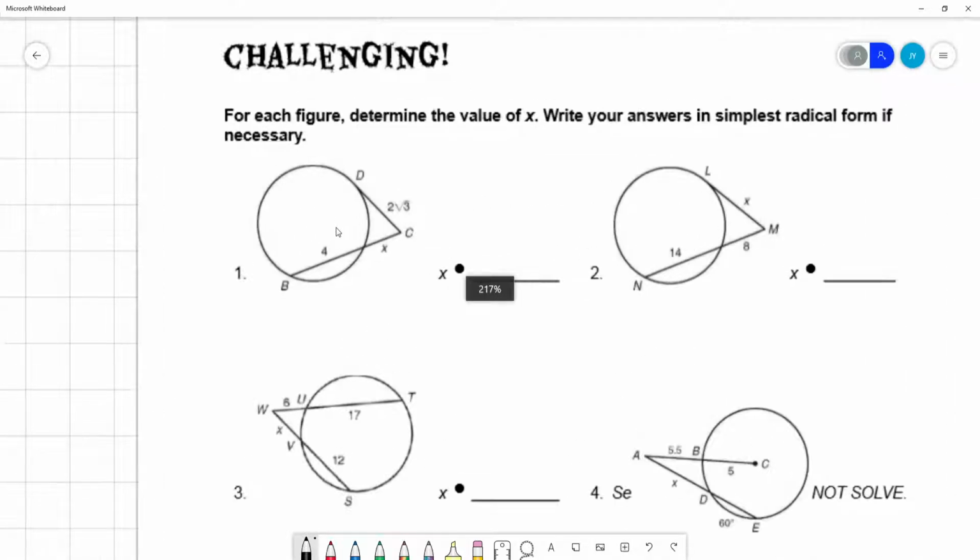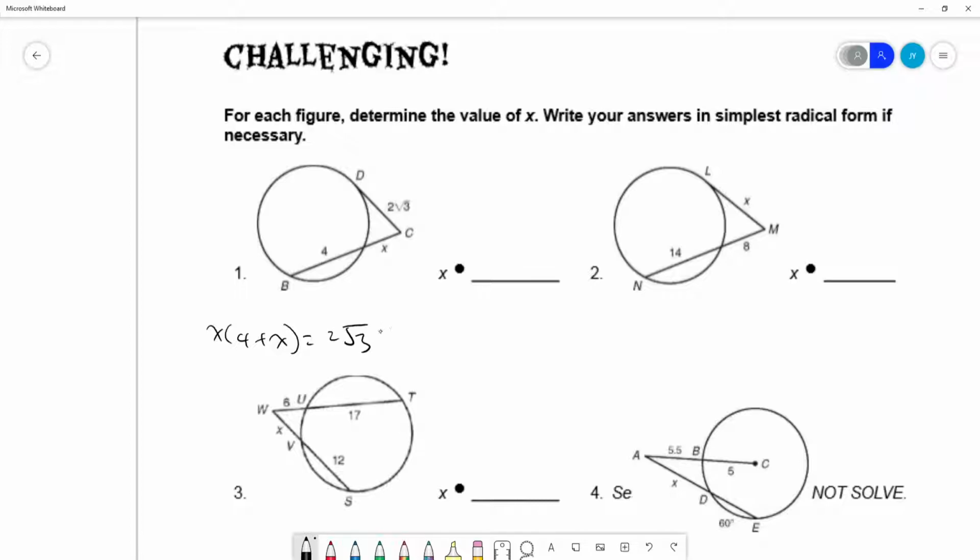So this is using the secant tangent product theorem. It's going to be something like this. I'm going to draw this out, write this out. It's going to look like this. So it's going to be 4x squared plus 4x minus 12. And then when you solve that out, you'll get x plus 6 and x minus 2. And you can only have positives, so your answer is 2 there.